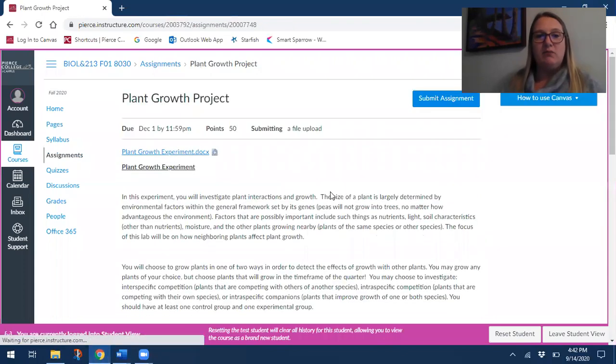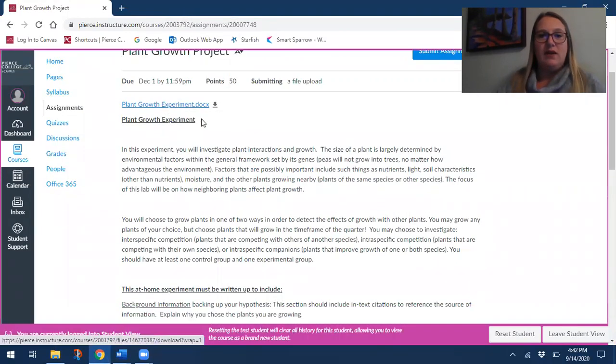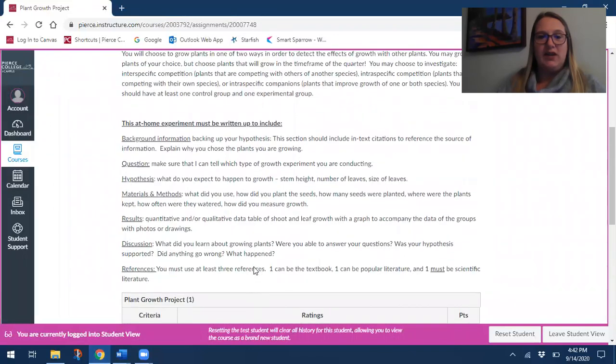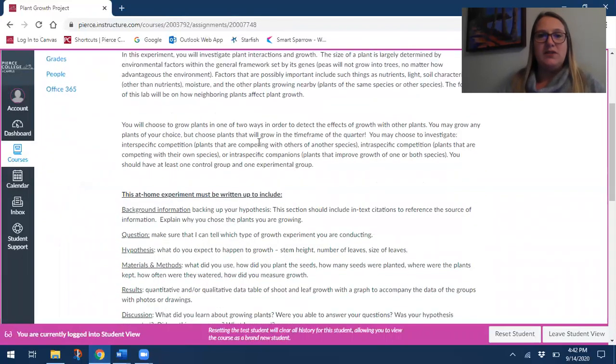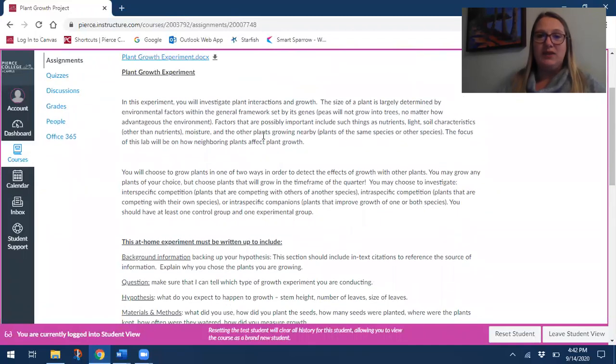So I can click on that plant growth project. This is the assignment that's due. All of this information that's written here is also in this Word document. So you can get that in a printable format if you prefer. What you're going to do is plant some plants at home, get them to grow, and you'll be studying some sort of interaction. That interaction might be two different species that are competing for resources in a pot.